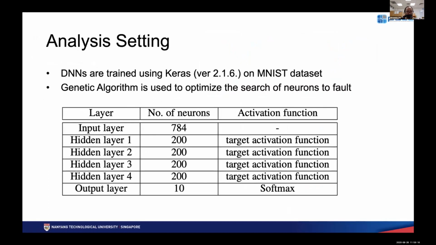And then we analyze the vulnerability of the entire neural network using simulation. The network structure is shown in this table. Here, the target function is the activation function under attack. The network was trained using Keras on the MNIST dataset. A genetic algorithm was used to optimize the search of neurons to fault.